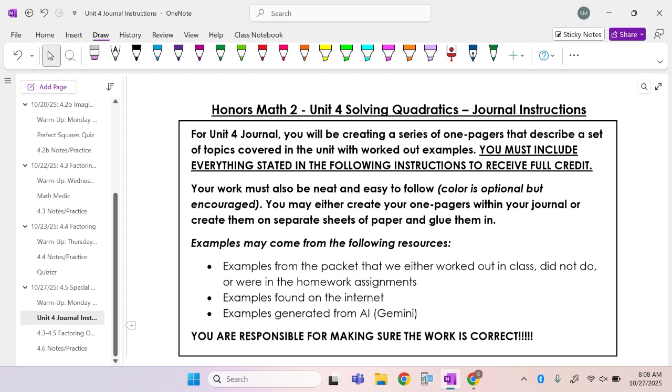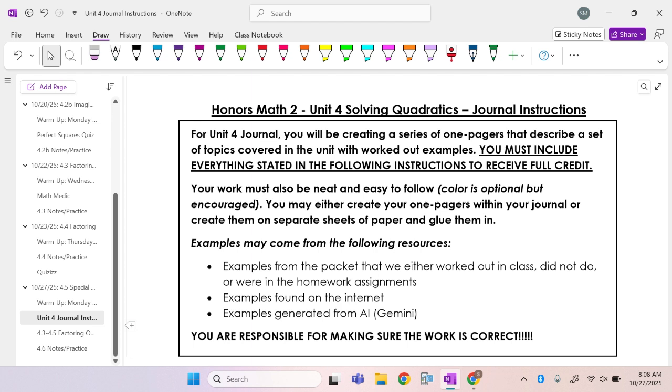Because remember, at the end of the day, your journal is going to be used as a reference for you guys. So when you go on to Math 3, you have something you can look back on to help you remember what we talked about in Math 2. Because trust me, in Math 3, a lot of the stuff in Math 2 is going to come back to haunt you, but it's going to be worse. It's going to be harder.